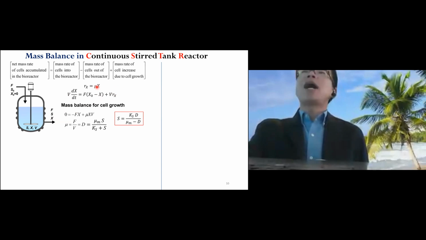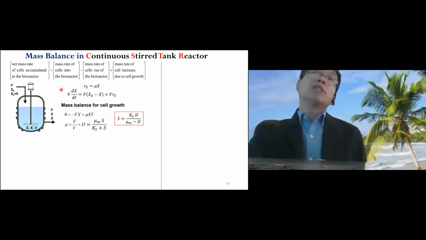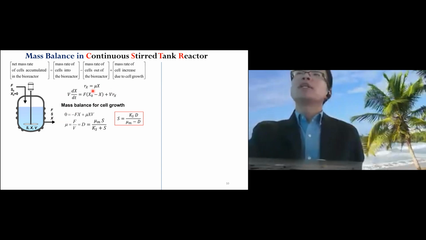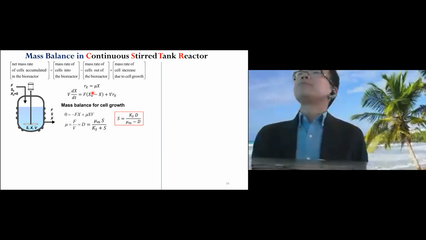If we plug in Rx equal to mu x, at steady state we assume that dx over dt is, of course, zero, because there's no cell concentration change. Dx over dt will be zero. And the initial cell concentration is zero.